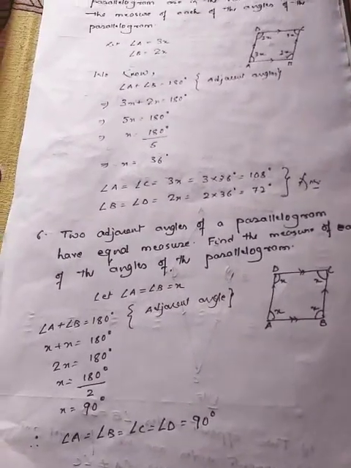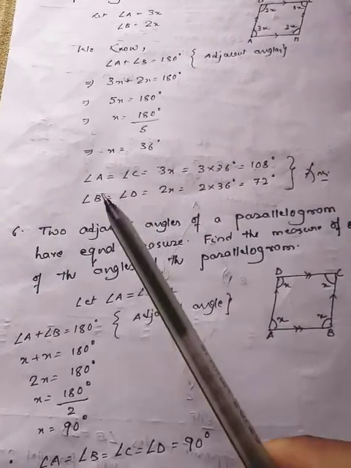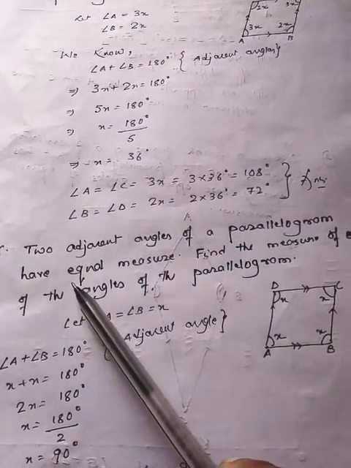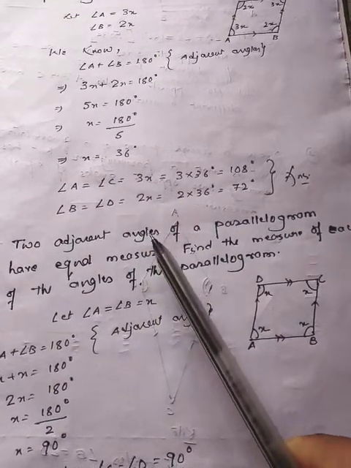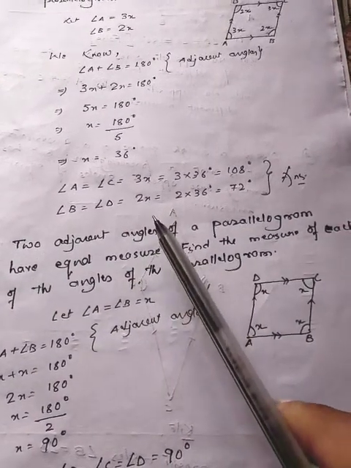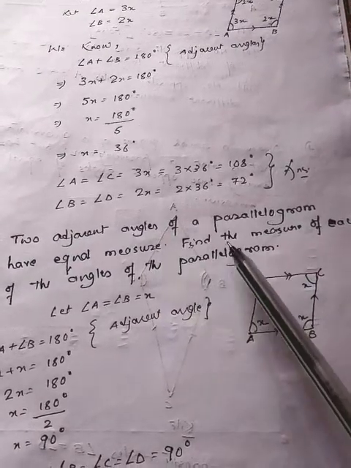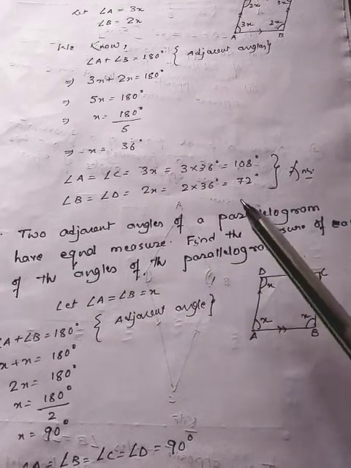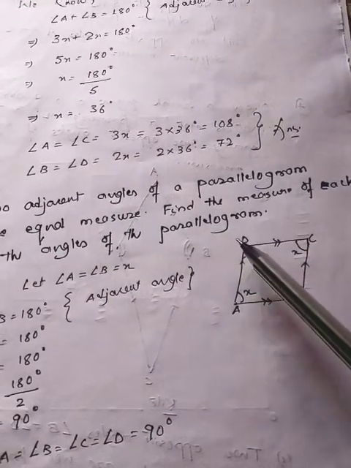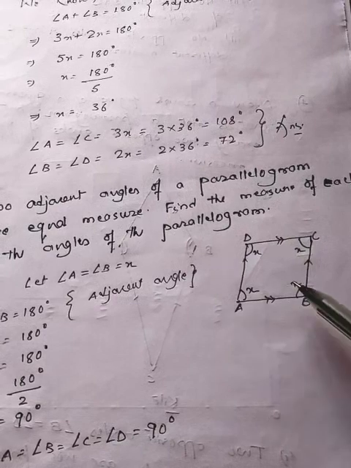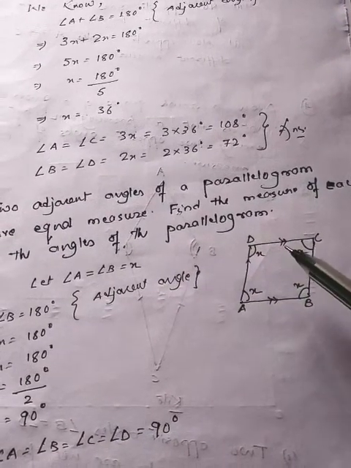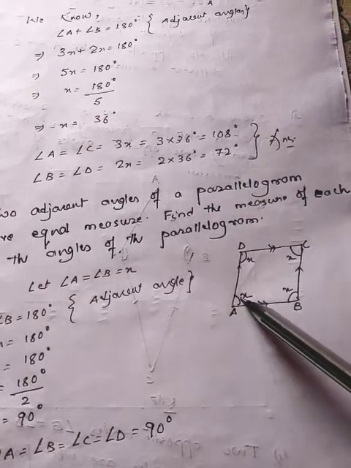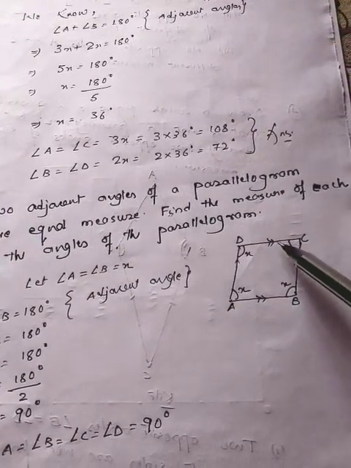Now let's move on to the last sum of today's session. Now this is: two adjacent angles of a parallelogram have equal measures. All the angles of the parallelogram are equal. Then find the measure of each of the angles of the parallelogram. Now in this case, again I have drawn a rough sketch of a parallelogram ABCD. They are saying that all the angles are equal. So if I let A be x, then all the angles will also be x.